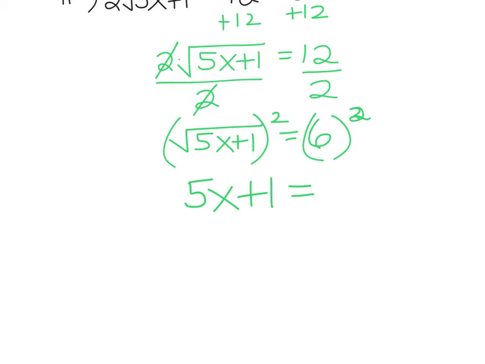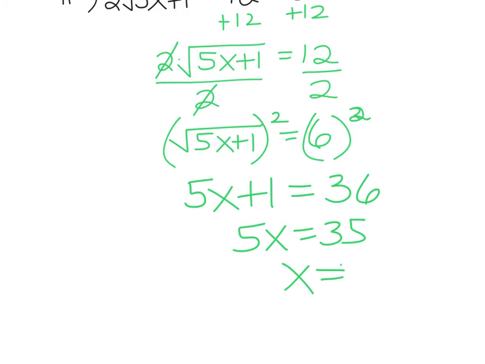All right. 5x plus 1 equals 36. Okay, and then from there you can do it, right? You're pretty good. Subtract 1, 35. Divided by 5, x is 7. Put a box around it. Check your answer if you feel so needed, but we know we're doing these right, so we're not going to.